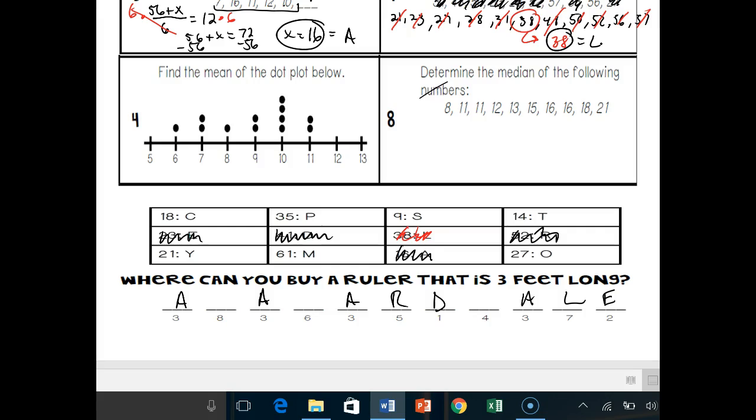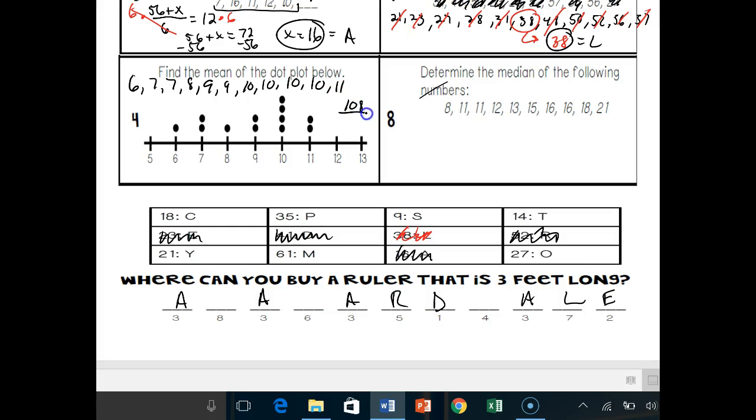Okay. The mean of number 4, you're just going to add these numbers up. It might be very helpful for you to first list the numbers that you have. So you have 6, you have 2 7s, you have an 8, you have 2 9s, you have 4 10s, and 2 11s. So the mean, again, add them all up, divide by how many you have.